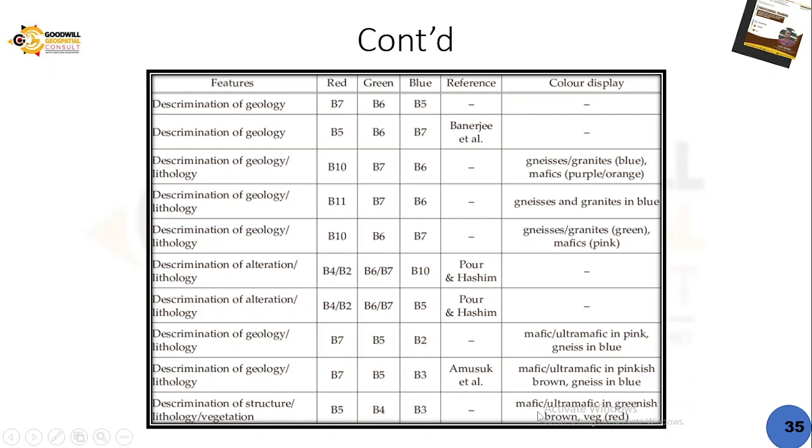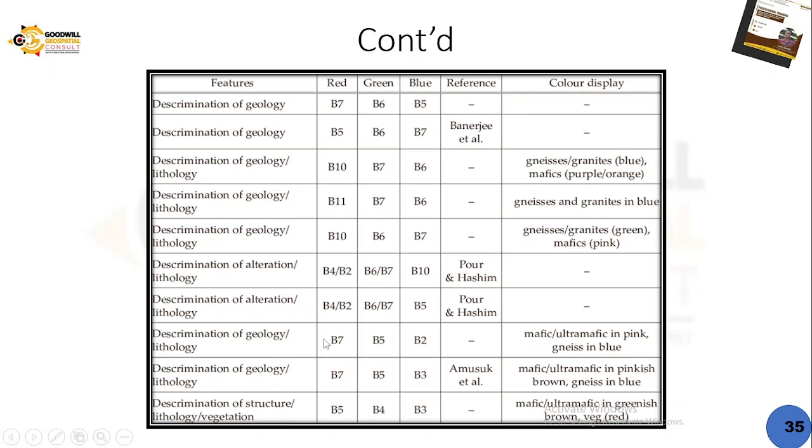us distinguish mafic, ultramafic rocks. Now the mafic and ultramafic rocks will appear greenish in the resultant image, or greenish brown, whereas vegetation appears to be red. Now once we combine band 7, band 5, band 3, we can use them to map ultramafic and mafic rocks in pinkish brown colorations. The gneiss will appear in blue.